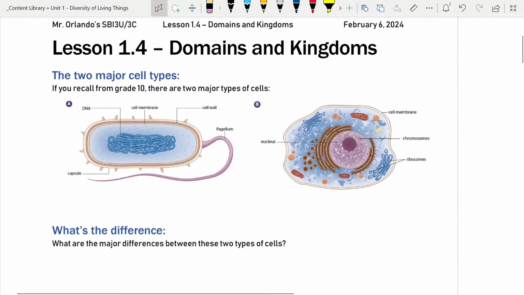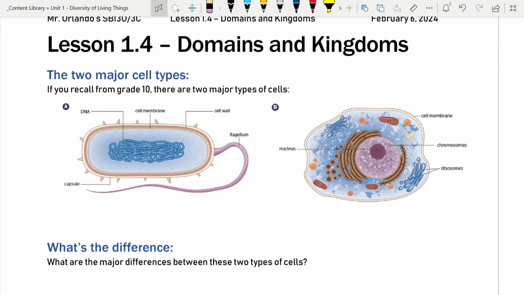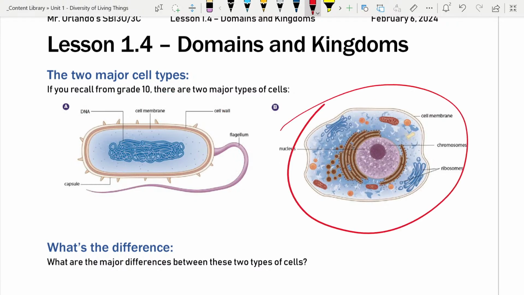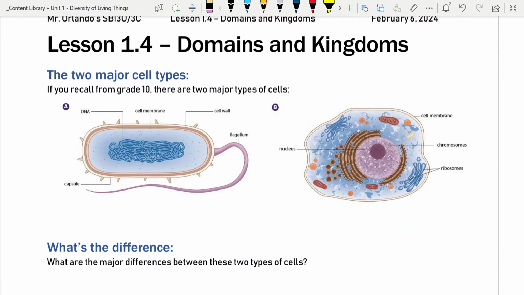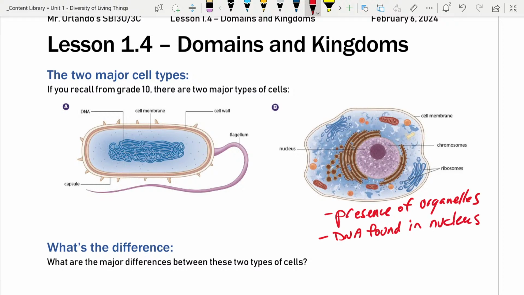Really quickly, two major cell types. Fundamentally, we have these cells like a modern bacterium, which is what we're looking at here, and then we have a cell like this, which is a modern animal cell. I could write bacterium and animal, but more fundamentally, what is most different about these? The organelles, the presence of organelles. Most notably, the DNA is found where? Yeah, it's found in the nucleus, protected. Whereas here we have no organelles.